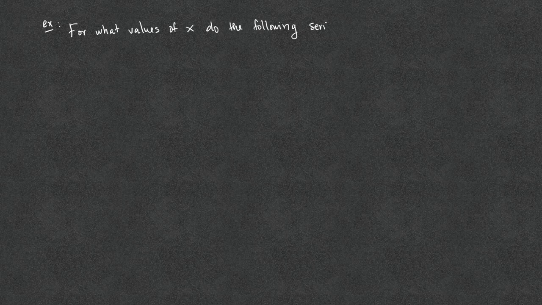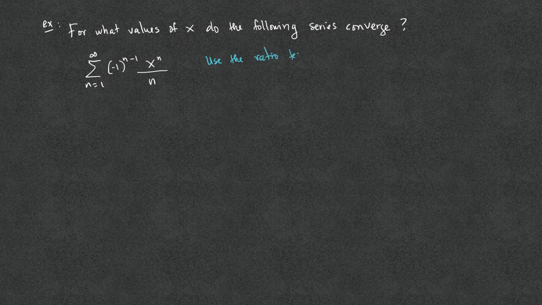For what values of x do the following series converge? The series is the sum of (-1)^(n-1) x^n over n. We always use the ratio test first. The term a_n is (-1)^(n-1) x^n over n.